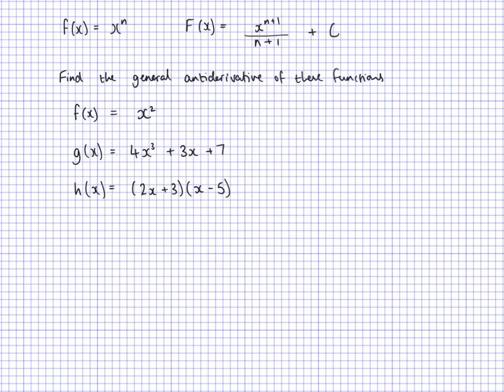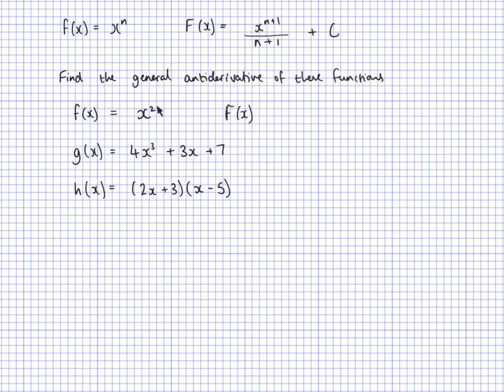Here I will apply this formula to find the general antiderivative of these three functions. So I've got f of x is equal to x squared, and I'm going to apply this formula here to find capital F of x, which is the antiderivative of it. So what I need to do is add 1 to the power here. I can see this is x to the power of n, this is x squared.